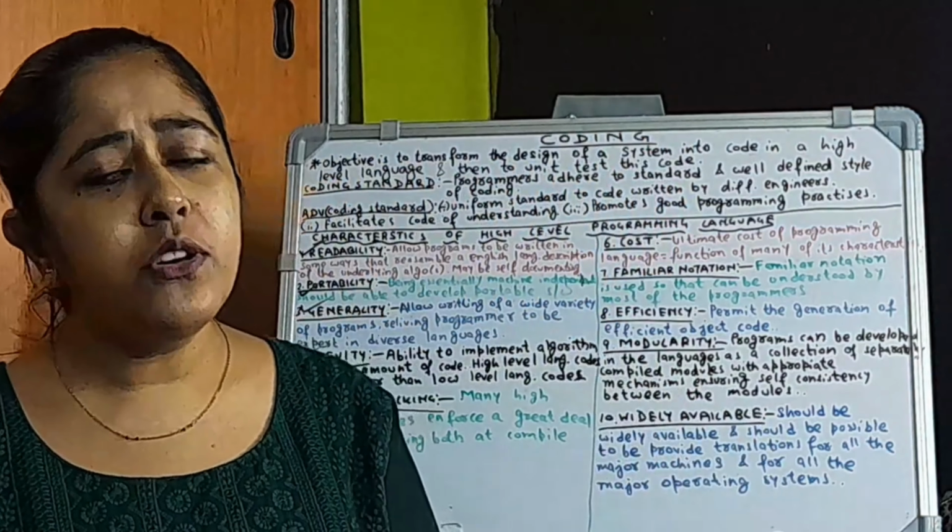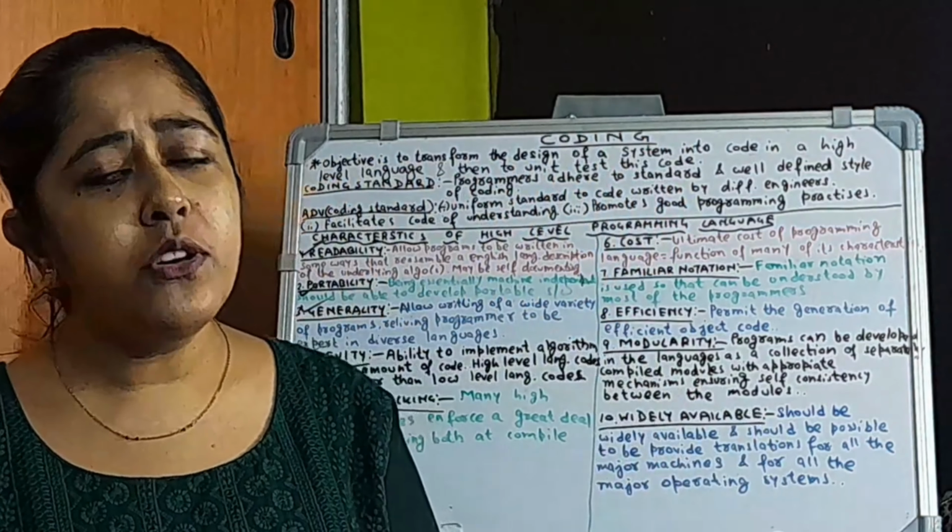and high level language codes are mainly shorter than low level language codes. That's why we are talking about a high level language. We are implementing a high level language for writing our codes, so that the lines of code should be very less in comparison to low level languages. So this is what brevity is.